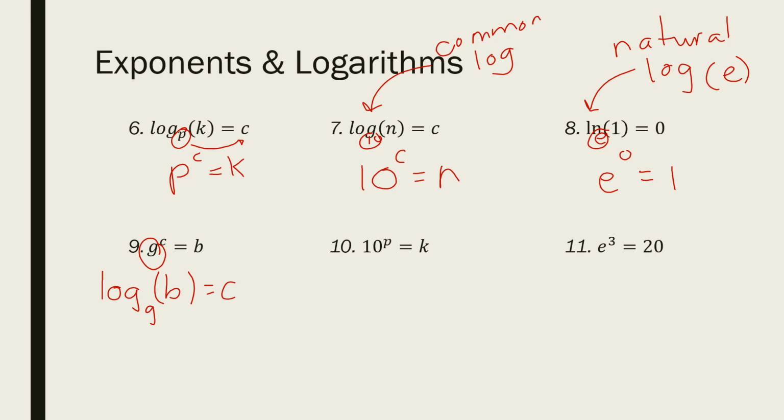The base stays the same. Everything else switches. On number 10, identify the base. Here we have a base of 10. So whenever I write this, I would have log base 10 of k equals p. The 10 stays in the same spot, that's your base, but the p and the k switch sides. Now remember, base 10, you don't actually have to write that 10 there, so I'm going to erase it.